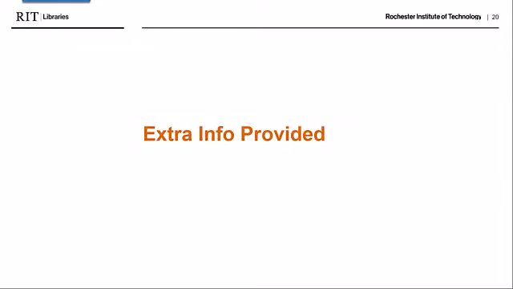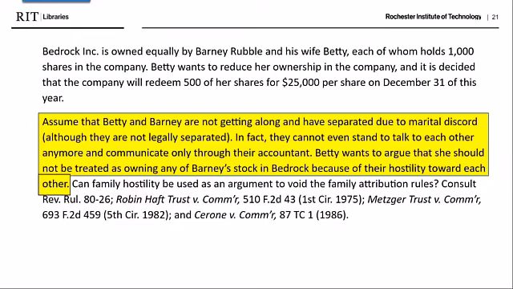Some extra info provided, including assumptions and behaviors. You're going to assume that Betty and Barney are not getting along and have separated due to marital discord, although they are not legally separated. In fact, they can't stand to talk to each other anymore, and they only communicate through their accountant. Betty wants to argue that she should not be treated as owning any of Barney's stock in Bedrock because of the hostility towards each other.